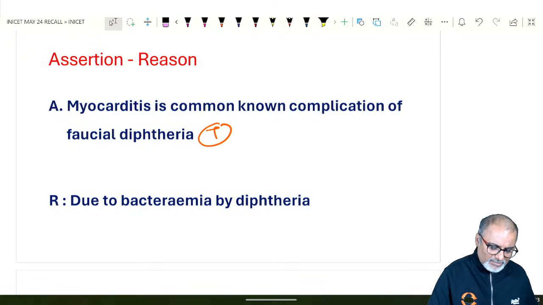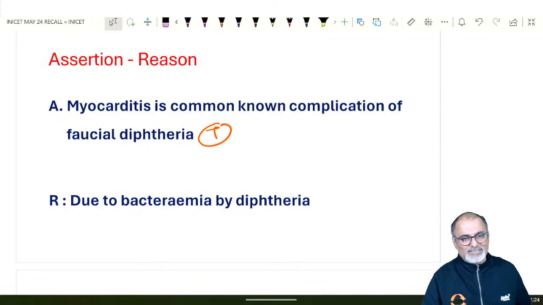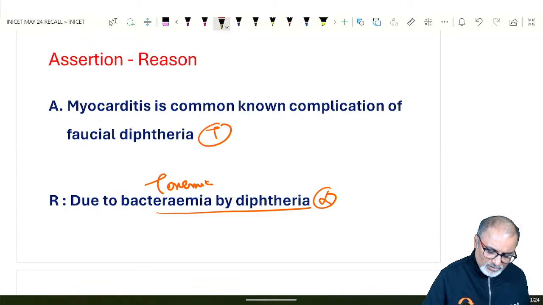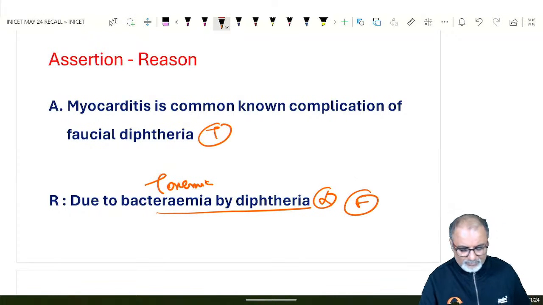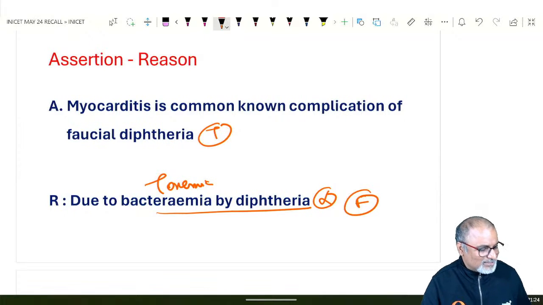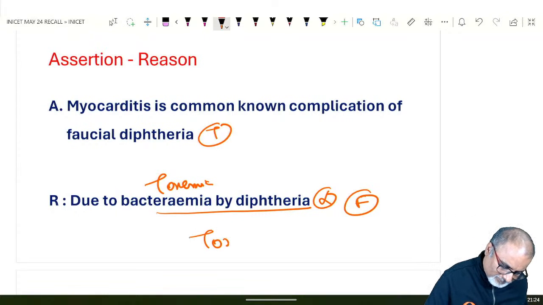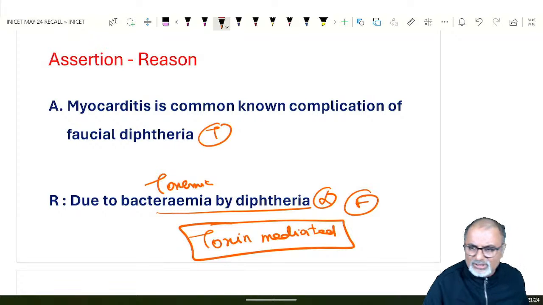Myocarditis, a common known complication of faucial diphtheria, is a true statement. Is it due to bacteremia by diphtheria? No, it is due to toxemia. So this is false. Assertion is true, reason is false, so it's not a match. It is toxin mediated. Exactly, I'm saying toxin mediated.